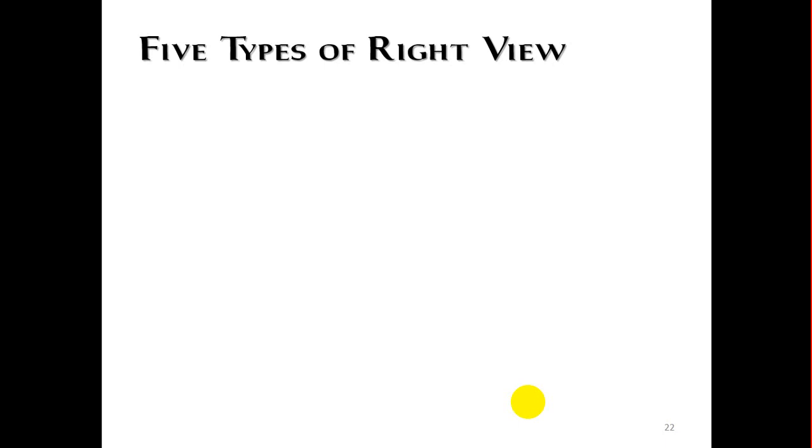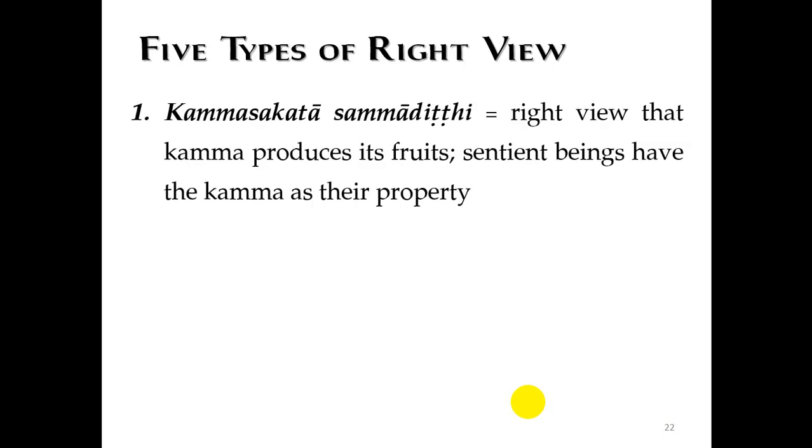If you understand the root of unwholesome and the root of wholesome deeds, that is right view. If you do not understand, you have a wrong view, right? Maybe next week I will explain based on that. But here, according to the commentaries, number one, Kammassakatā-ñāṇa. Right view that karma produces its fruits.